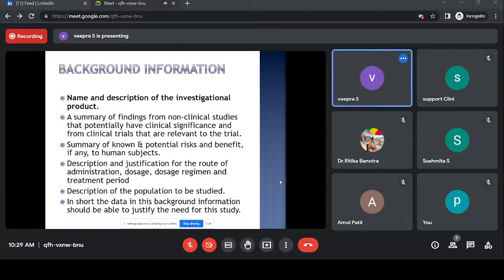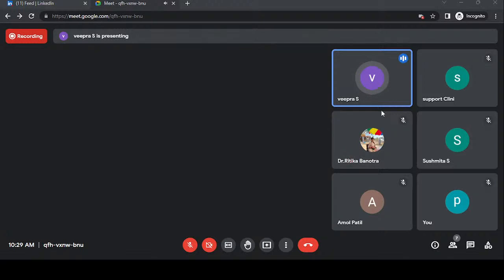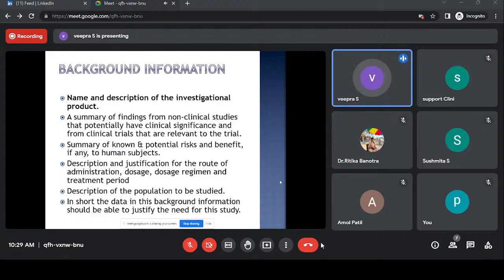Trial. Then the preclinical information, a summary of the preclinical information, like the animal and cell culture studies done with this product, will be contained. Not the entire, full information, which will be present in your IB. Here, the summary will be present.